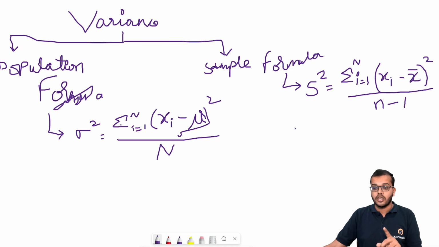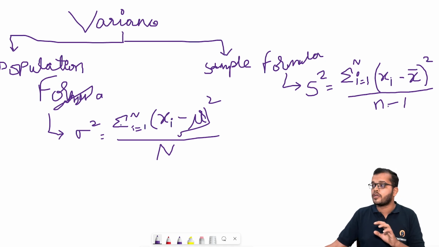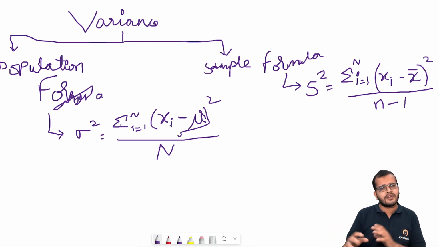This is very important. For the population variance it is just the total number of observations, but here we use the total number of sample observations minus 1. That is the sample variance formula, and the other is the population variance formula. The formulas are a little difficult to understand, so let's understand them with a very simple example.